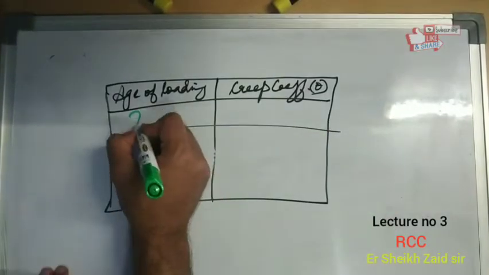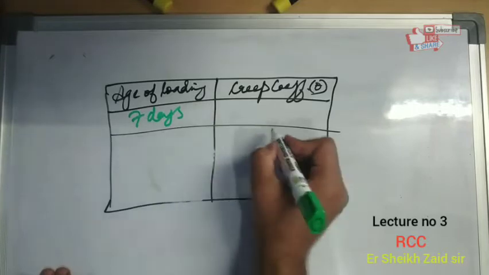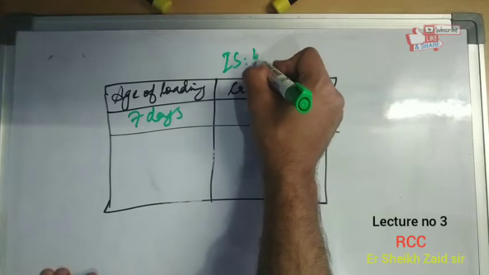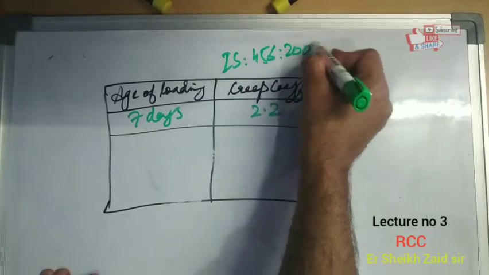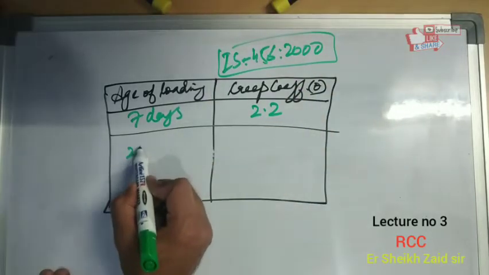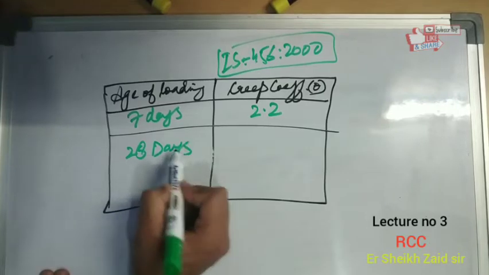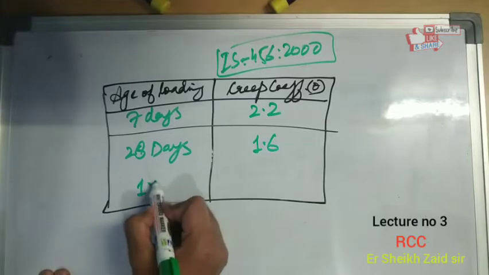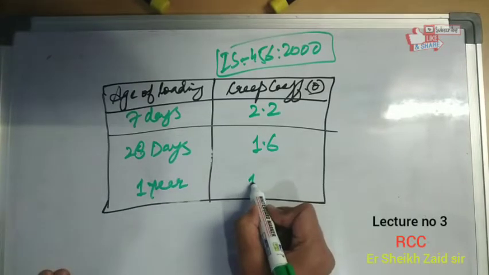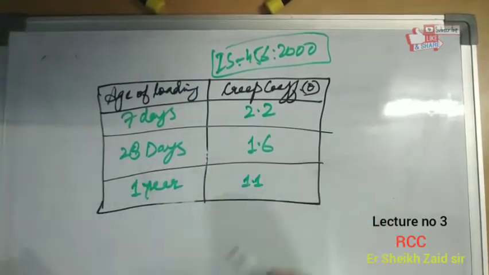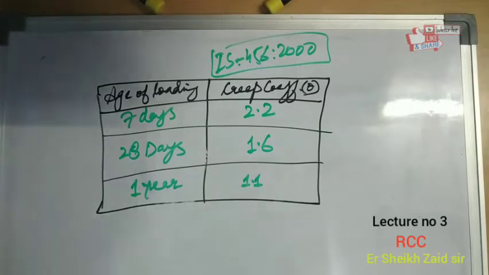So at 7 days loading, creep coefficient was found to be 2.2. This is as per IS 456 2000. Secondly, for 28 days the value of creep coefficient is found to be 1.6, and after 1 year of loading, its value is 1.1. So the main thing to be noted here is that the value of creep coefficient goes on decreasing with the age of loading.